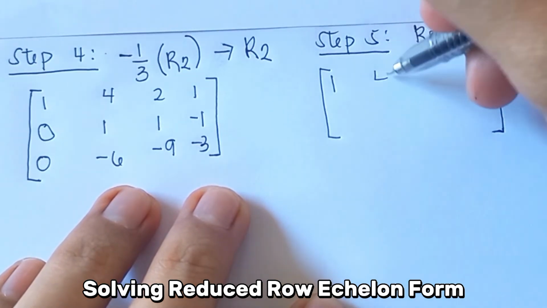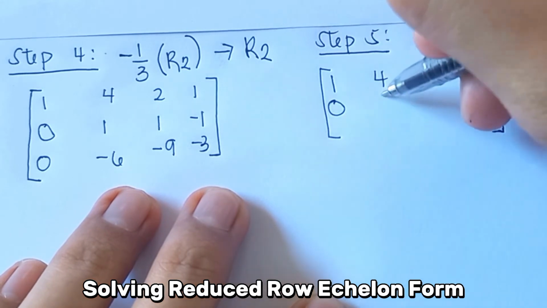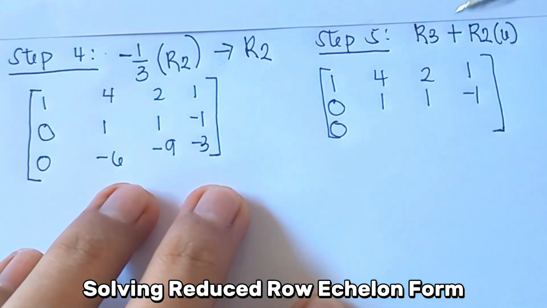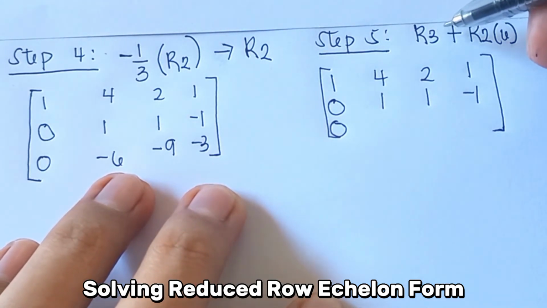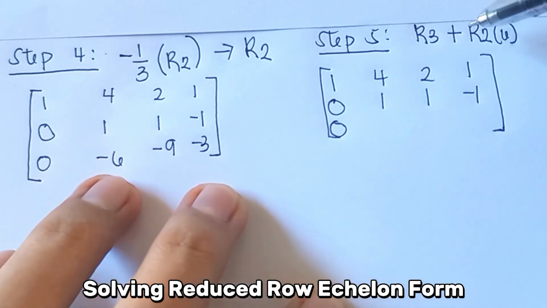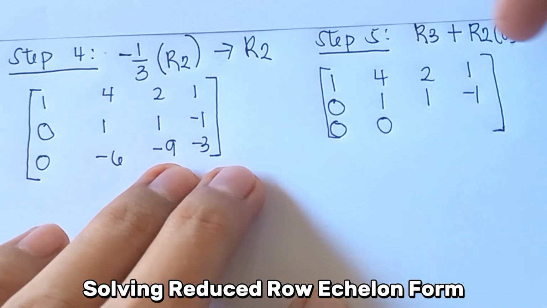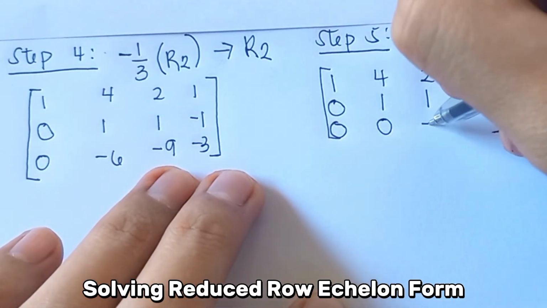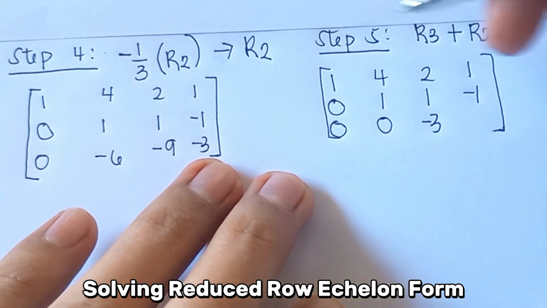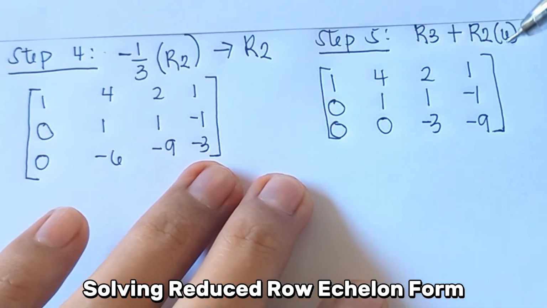So 1, 4, 2, 1 becomes 0, 1, 1, negative 1. So this becomes 0. So this one we have row 3, negative 6 plus row 2 times 6. We have 6. So this will become 0. So negative 9 plus 6. This will become negative 3. Negative 3 plus negative 6. This will become negative 9.